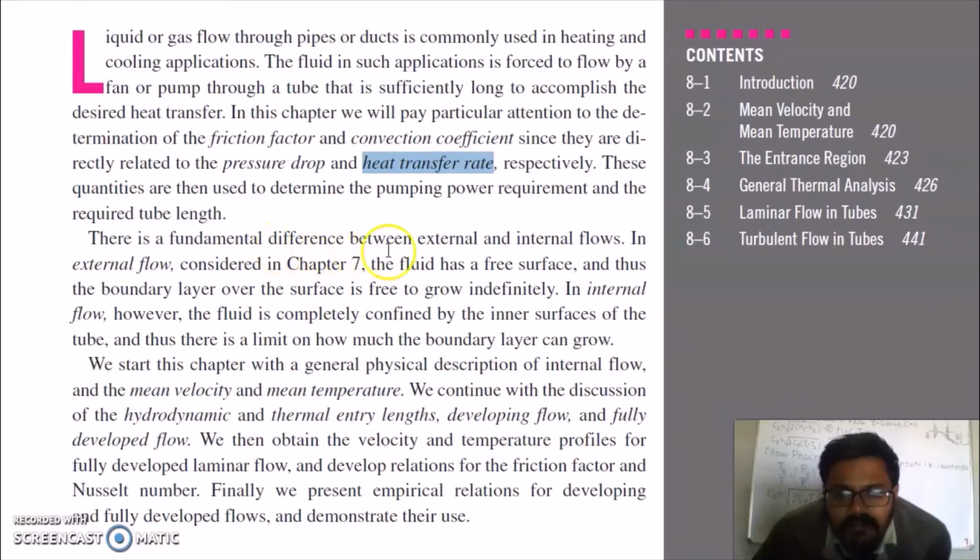There is a fundamental difference between external and internal flow. In external flow, the fluid has a free surface and thus the boundary layer over the surface is free to grow indefinitely. In internal flow, however, the fluid is completely confined by the inner surface of the tube and thus there is a limit on how much the boundary layer can grow.